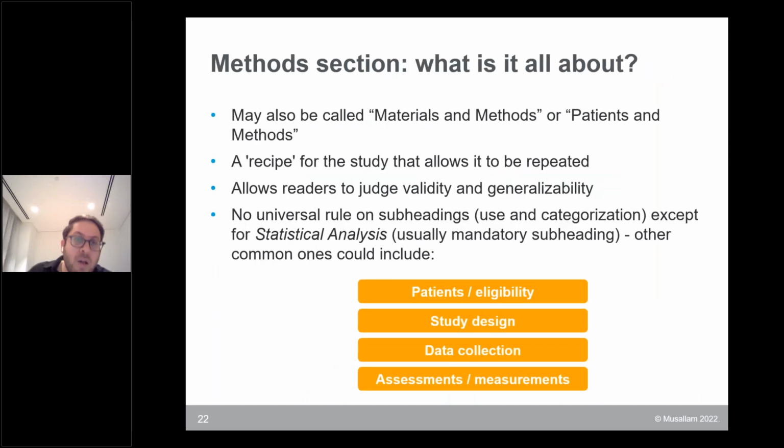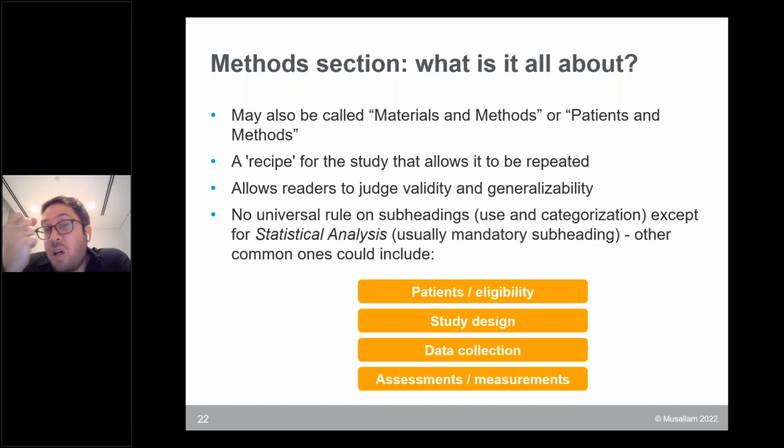So within this method section, sometimes it's called materials and methods, patients and methods. It's a recipe for your study. Imagine that if someone will actually read this part, they will be able to go and repeat the same experiment or the same clinical study.